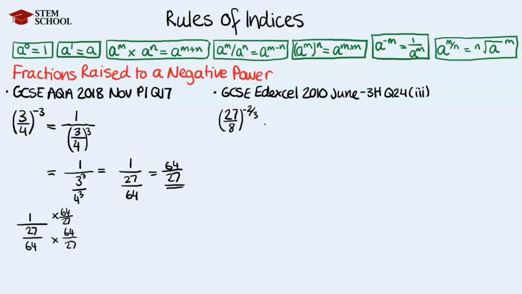Now, let's do this last example here. We've got 27 over 8, all to the power of negative 2/3, okay? Bit of a nasty example here, but it's very similar to the previous one. So we have a negative power. Let's take the reciprocal using this rule here. So we have 1 all over 27 over 8, and everything is to the power of positive 2 over 3. Okay? So let's do that.